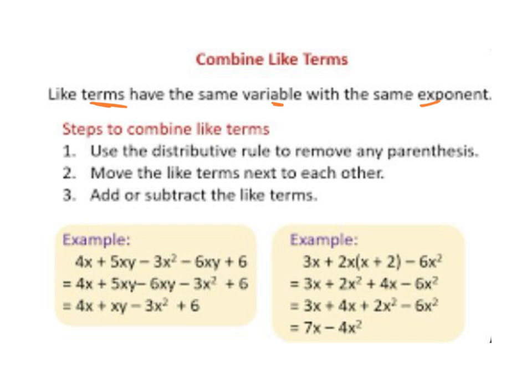What I like to do is highlight x. This x term is by itself, so it's unique. The xy and the sign in front of the term goes with the term, so that's plus 5xy minus 6xy. The 3x squared is alone, it's negative 3x squared. And the 6 is by itself. So the only things that can be combined are the two red terms.